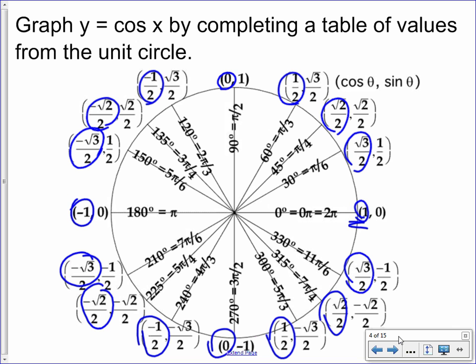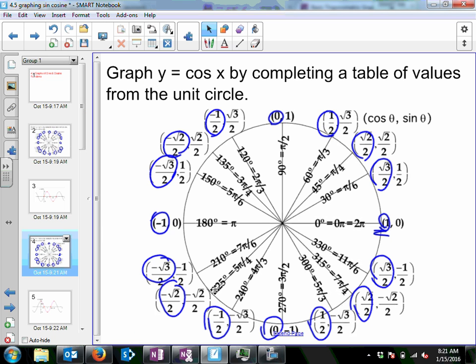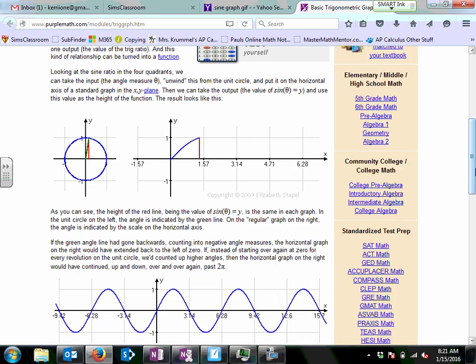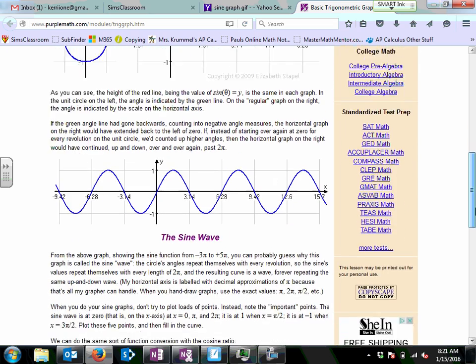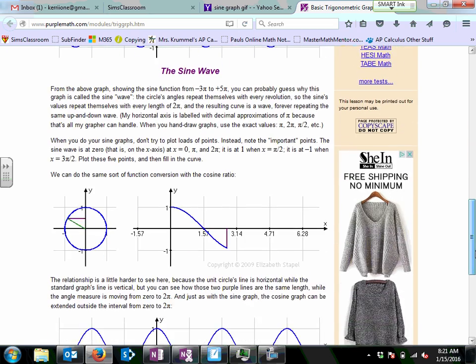Do you think the sine graph is going to look similar to the cosine graph? It's going to have the same pattern, but the pattern starts in a different place.